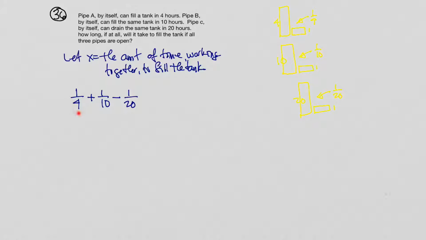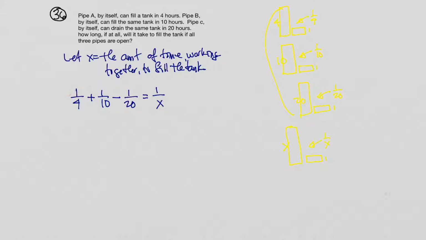Now what we have here is the individual contributions, all together. So that's all of these pipes working together, and that's got to equal 1/x, the same form that we had with 1/4, 1/10, 1/20. That should make sense because working together, if you take all of these things together as one big pipe, it takes x hours. So in 1 hour, it can fill 1/x of the tank. So this is our equation now.